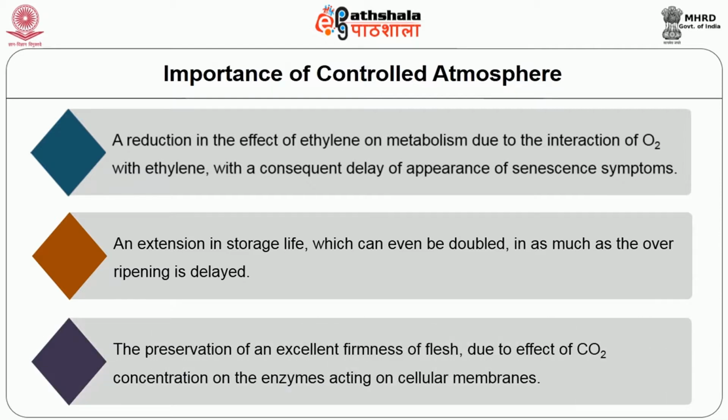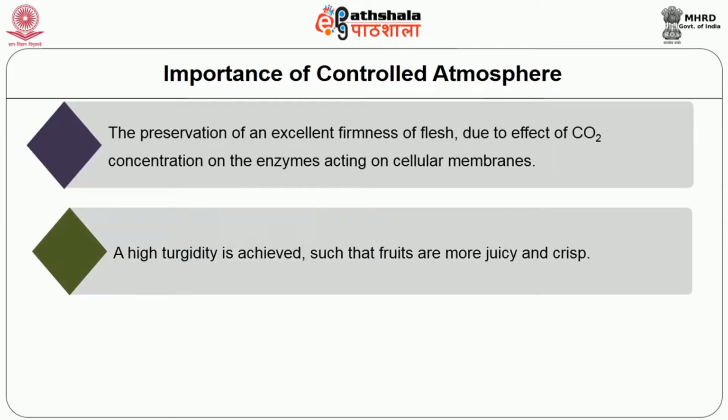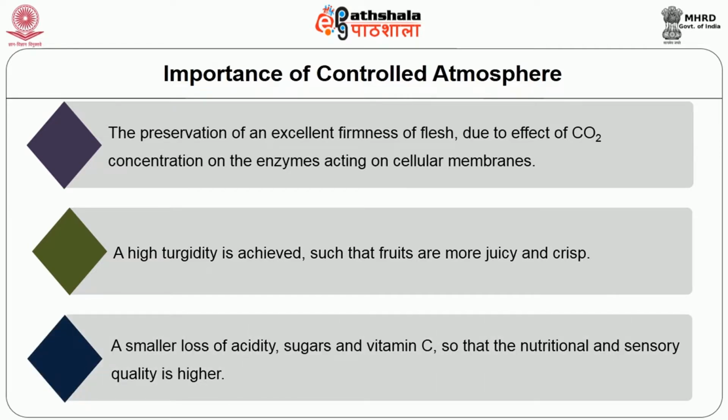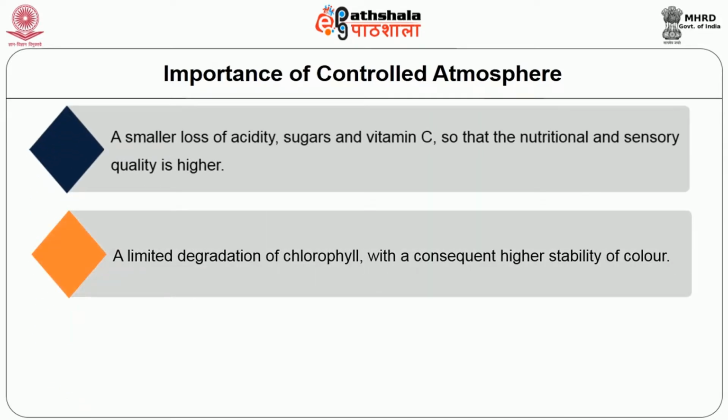The preservation of an excellent firmness of flesh due to the effect of carbon dioxide concentration on the enzymes acting on cellular membranes. A high turgidity is achieved such that fruits are more juicy and crisp. A smaller loss of acidity, sugars and vitamin C, so that the nutritional and sensory quality is higher. A limited degradation of chlorophyll with a consequent higher stability of color.